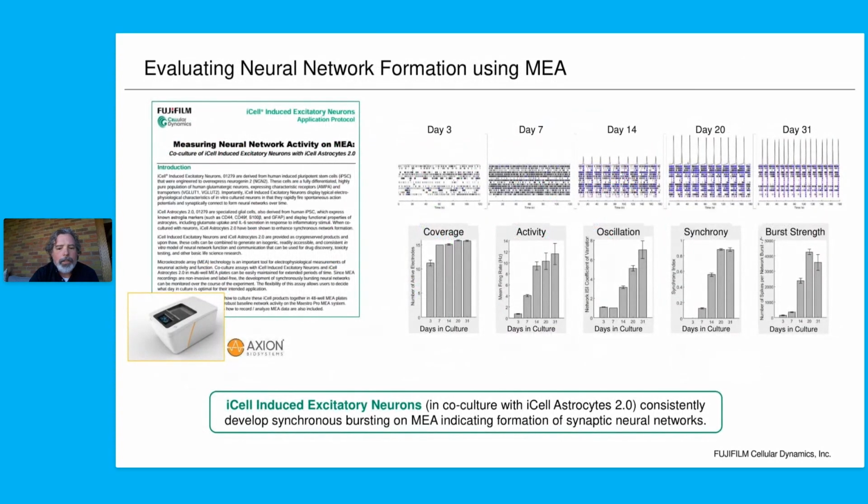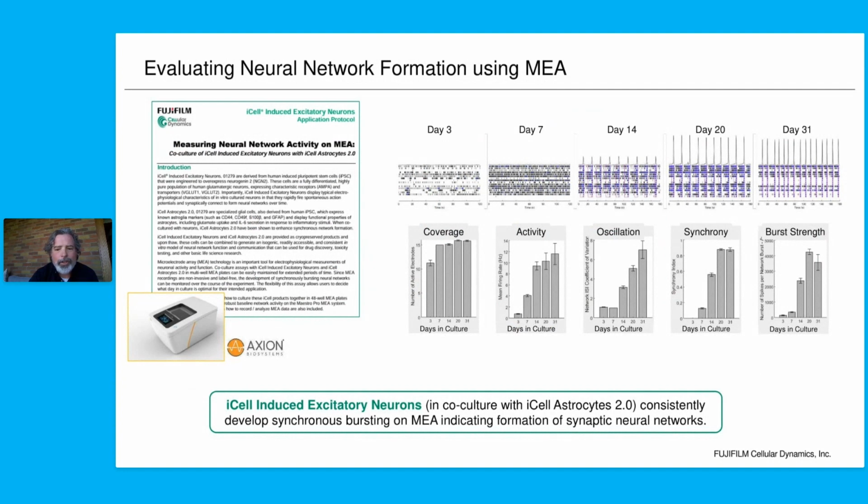So for our induced excitatory neurons, one common characterization and testing method we like to use is microelectrode array, or MEA technology, which allows for the network level recording of neuronal signaling. The applications team at FCDI has put a lot of work into understanding MEA technology, and we provide protocols for culturing our neurons on this platform, and these can be downloaded at the FCDI website.